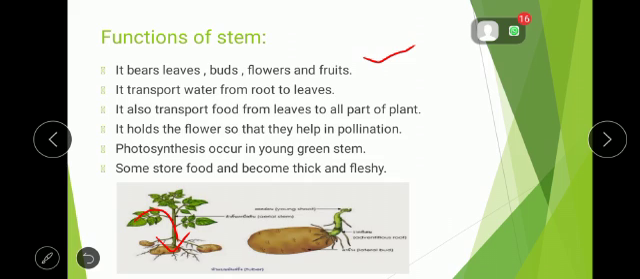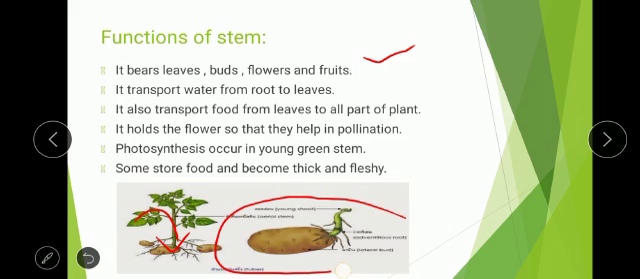Photosynthesis occurs in the young green stem. Young stems are green in color because they contain chlorophyll, and it helps in photosynthesis. Some stems store food and become thick and fleshy, such as ginger and potato.